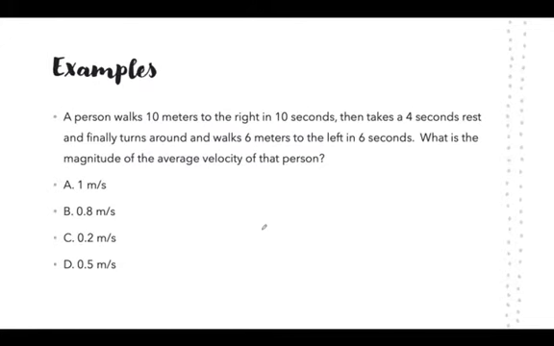Let's look at an example. So, the same person walks 10 meters to the right in 10 seconds, takes a 4-second rest, turns around, and walks 6 meters to the left in 6 seconds. What is the magnitude of the average velocity of that person? Pause the video here, take a couple of minutes, see if we can solve this example.